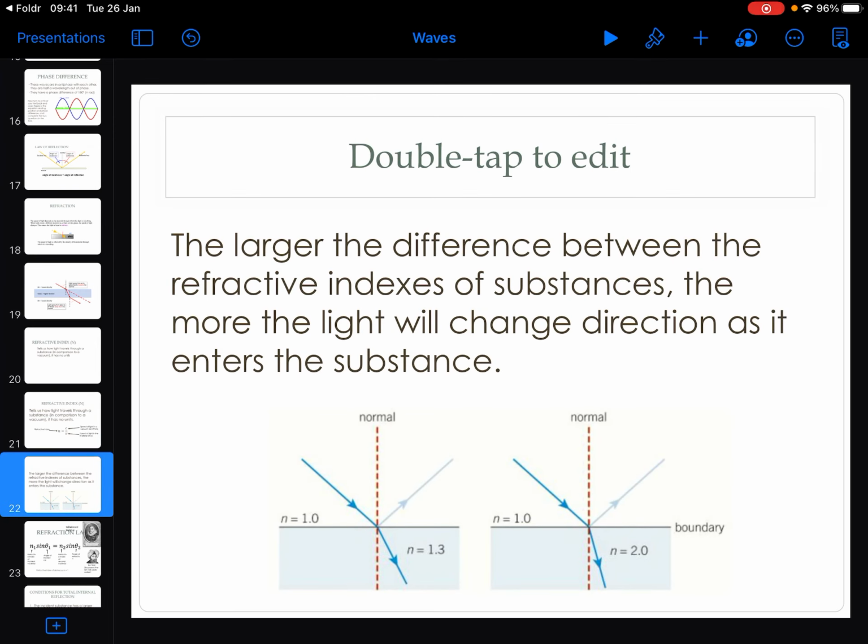So the larger the differences between the refractive indexes of substances, the more the light will change direction as it enters the substance. Oh, there you go. On the left-hand side, you've got light going from a material with a refractive index of 1 to 1.3. Small bend. On the right, you've got it going from 1 to 2. So clearly refractive indexes of 2 do exist. And you can see it's a much larger refraction there.